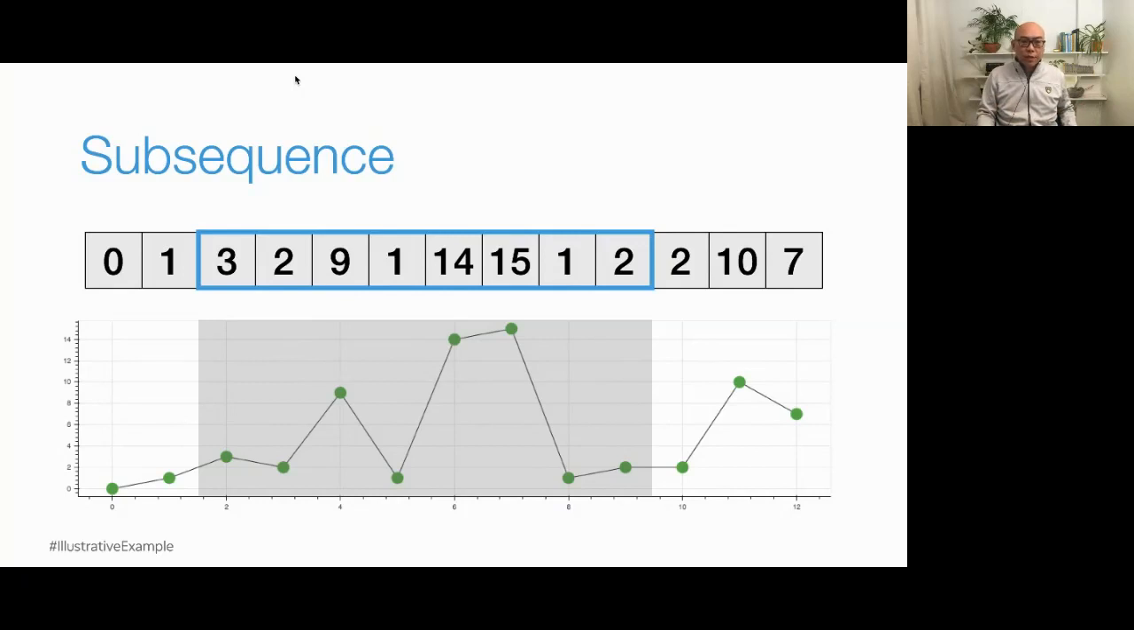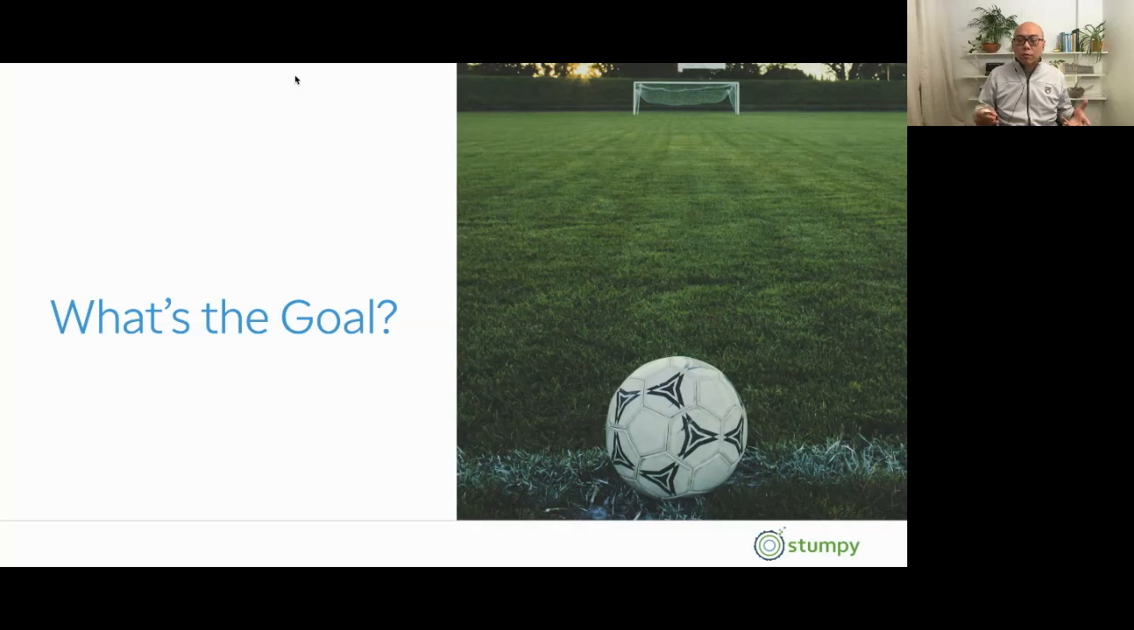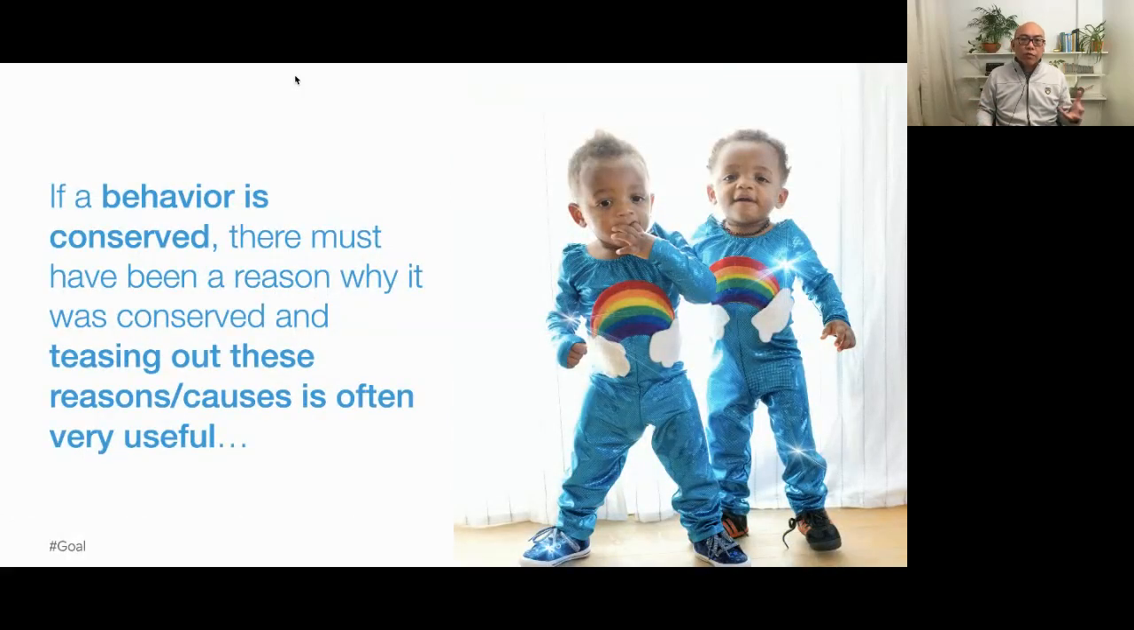So now that we have this definition, and now that we see we have time series data, what's the goal? When we want to analyze time series data, what's really the initial goal? And I would argue that the goal of analyzing time series is this. If a behavior is conserved, there must have been a reason why it was conserved, and then teasing out these reasons or causes is often very, very useful. And when we talk about conserved behavior, we're talking about potential patterns, or repetition of contiguous data points.